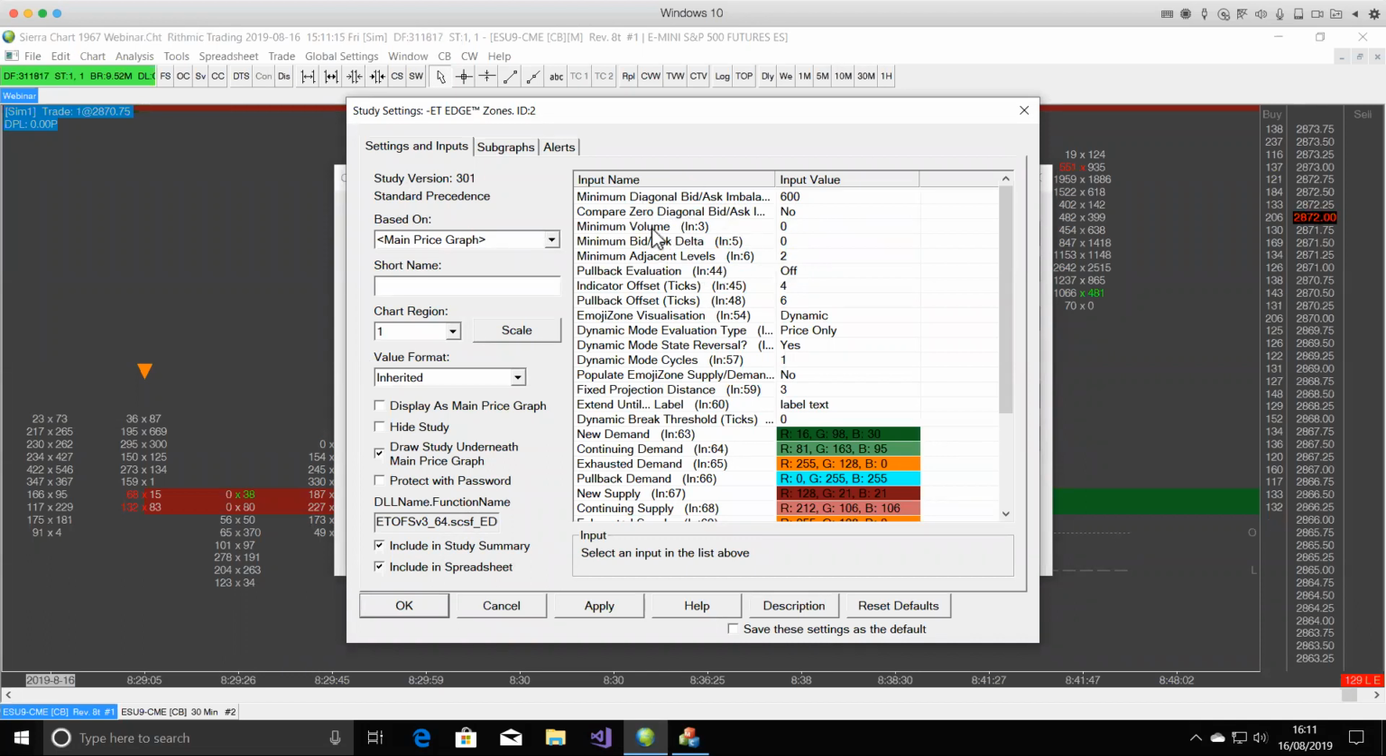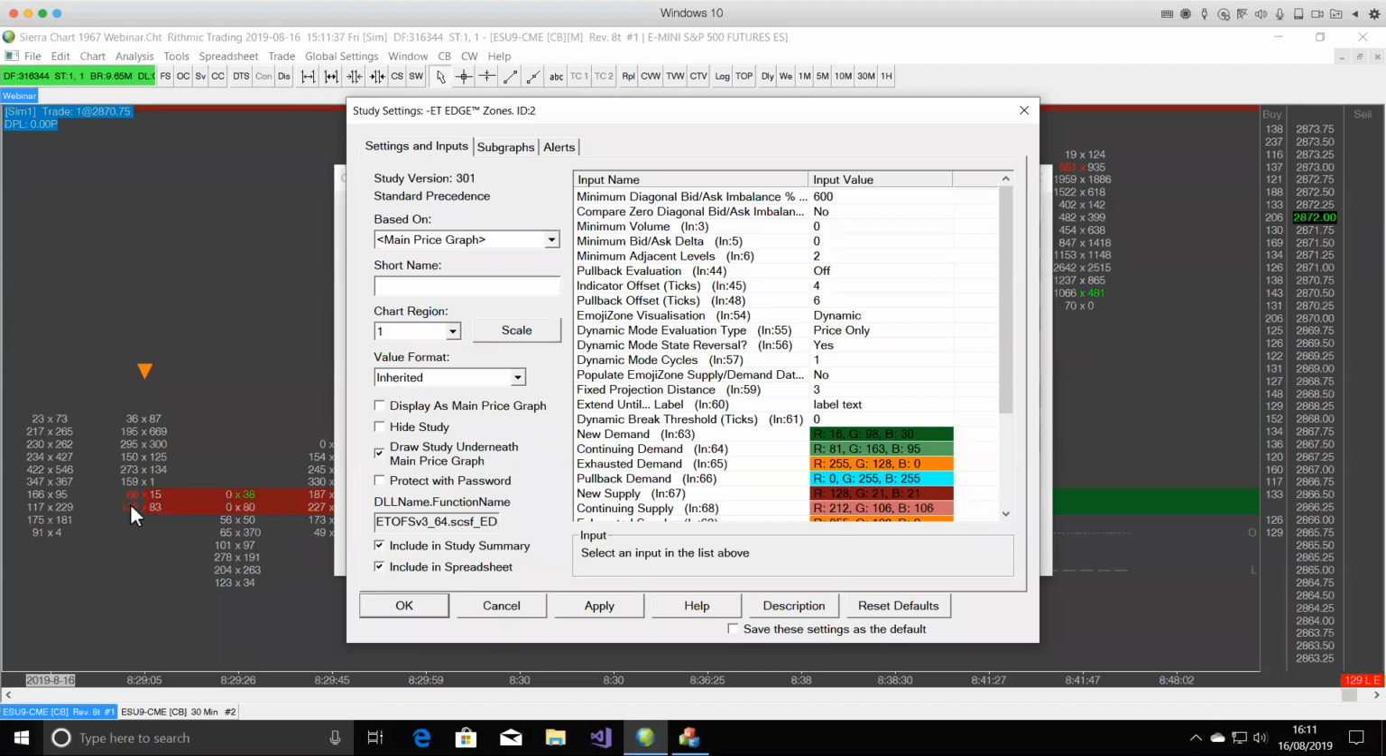These input settings are something we went through in webinar 1 for price rejector. They are common to all indicators where we are looking at bid-ask imbalances. I'll explain them once more now. The minimum diagonal bid-ask imbalance is how we're calculating imbalances. So here, 68 divided by 1 is 680%. This qualifies. 132 divided by 15 is, come on brain, you can do the maths. Anyway, it qualifies.